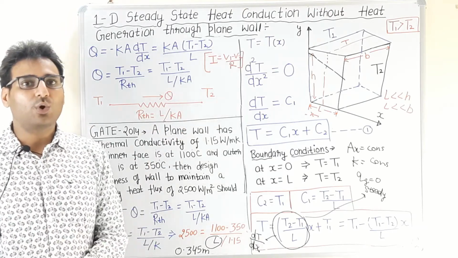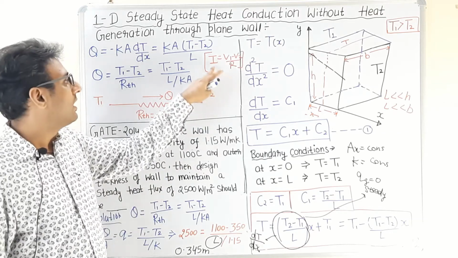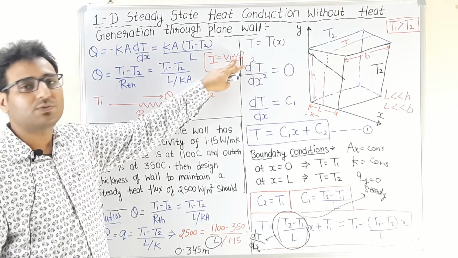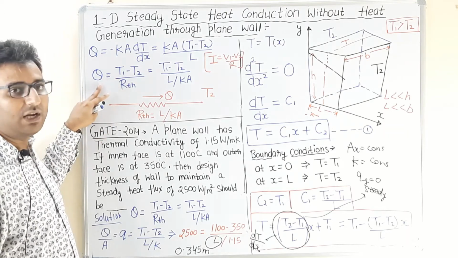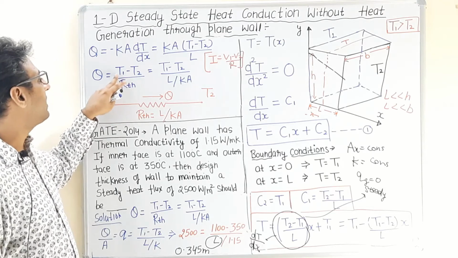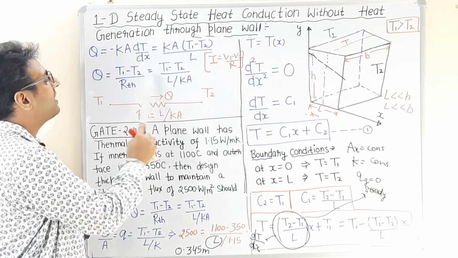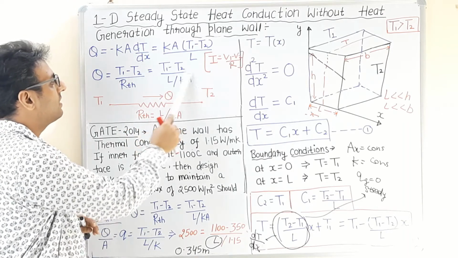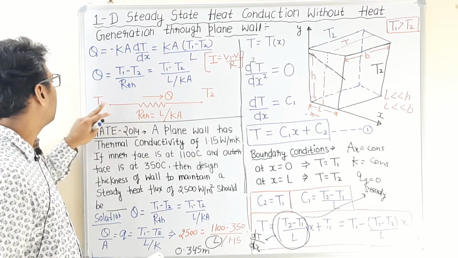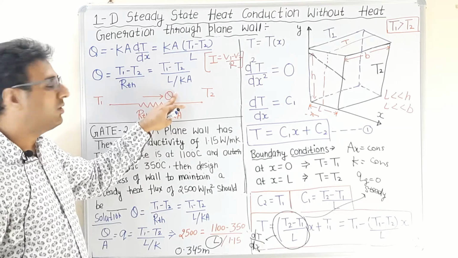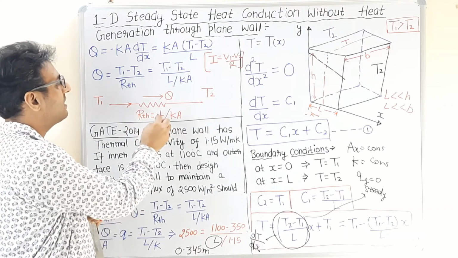Now, as I already told you, to simplify our analysis, we introduce the concept of thermal resistance. As in an electric circuit, current flow is given as the ratio of voltage difference to the electric resistance, similarly, in our thermal circuit, which is analogous to the electric circuit, heat transfer rate is given as the ratio of temperature difference divided by thermal resistance. If we compare our formula of heat transfer rate with this, we can see that this quantity L by KA is equal to the thermal resistance R_TH. Now if we draw the circuit, the temperature difference is the cause of heat flow. Heat flow takes place from higher temperature to lower temperature, and the thermal resistance of the system is given as L by KA.